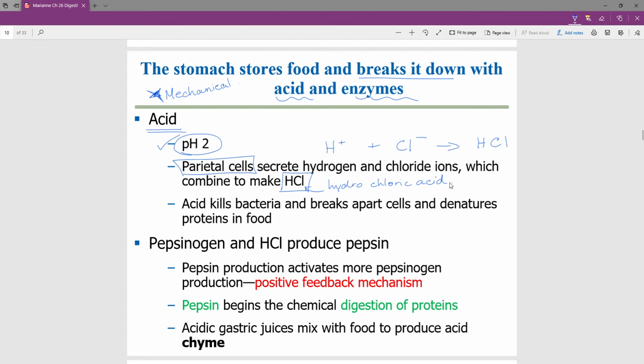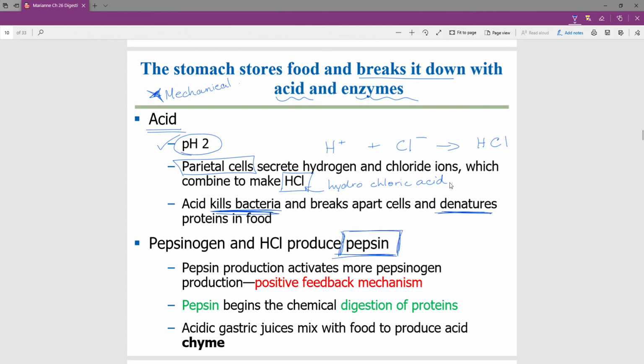That acid does a few key things. It kills anything bad that you may have eaten, so it kills the bacteria. It's also corrosive in nature, and it starts to break apart cells and denature proteins in the food. We've talked about how proteins can be denatured, and pH was one of those things that denatured proteins. So here in the stomach, we have the corrosive effects of hydrochloric acid breaking apart cells and denaturing proteins. In addition to the acid breaking down the proteins, we also have another enzyme. The enzyme that is present in the stomach is called pepsin.